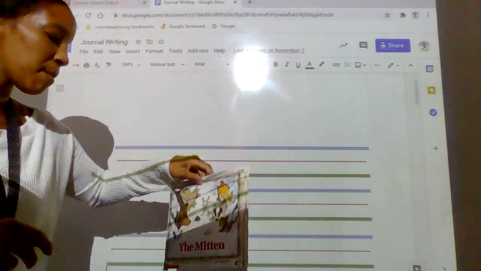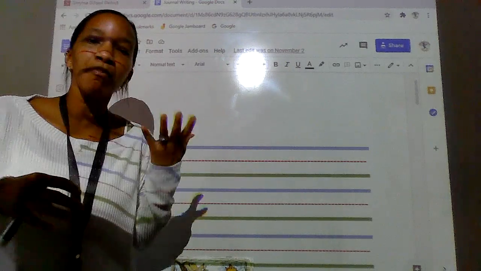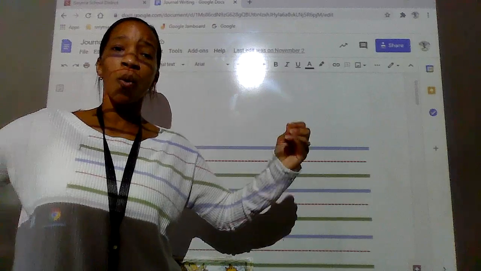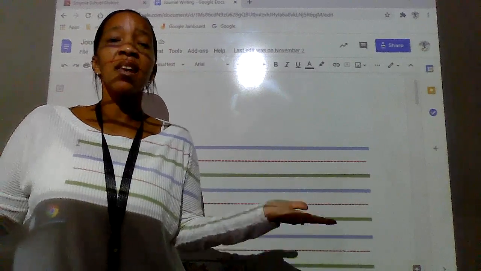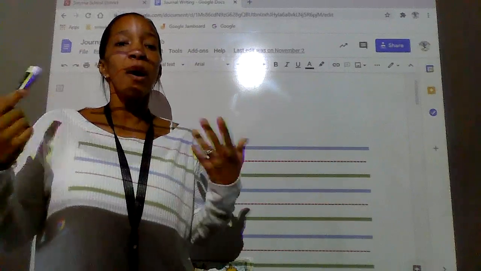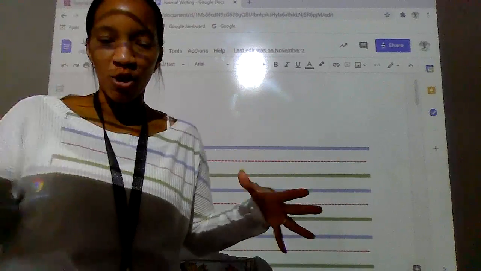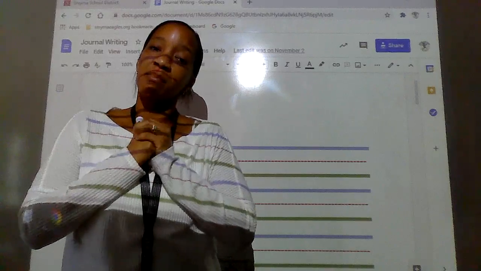So in the story, The Mitten, this little boy received a beautiful white mitten that his grandmother told him, do not lose in the snow. If you drop it, it would blend in with the snow and you may lose it. But when he dropped it, not only did he lose it for a while, but lots of animals went inside his mitten to get themselves warm.